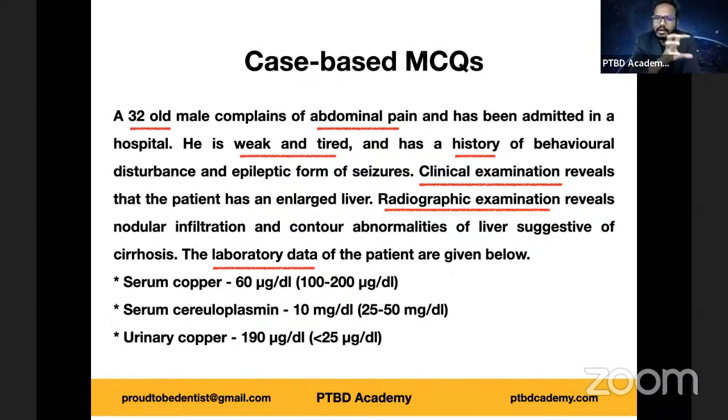Ultrasound, CT, MRI in general, right? We incorporated it under a common umbrella of the term radiographic examination. And laboratory data, where you have a drop in levels of serum copper and ceruloplasmin with elevated urinary copper. Even if you don't mention the normal values in brackets, you should be able to make out the abnormalities, okay? At least that you should be well aware of.